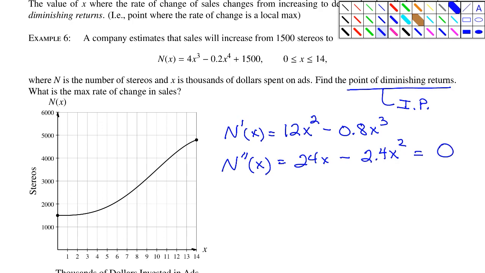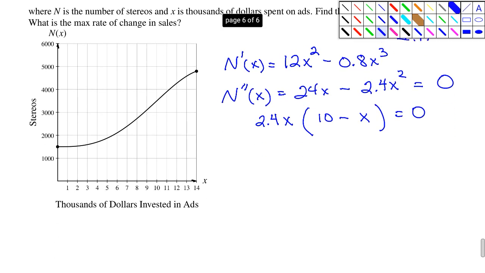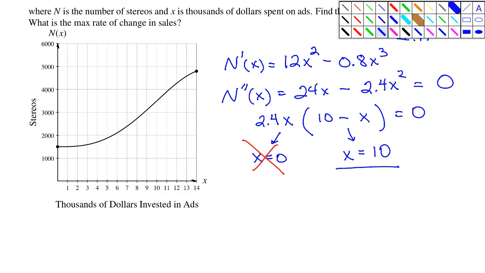So if I factor out 2.4x, I get 10 minus x as one of the factors. If we set both of these factors equal to 0, I get x equals 0 and x equals 10. Well, x equals 0 is the very beginning, no change in advertising sales at all, or advertising money. So that one's out. And so 10 is going to be the inflection point. We just need to check to make sure that that's the appropriate spot, and yes, it is.